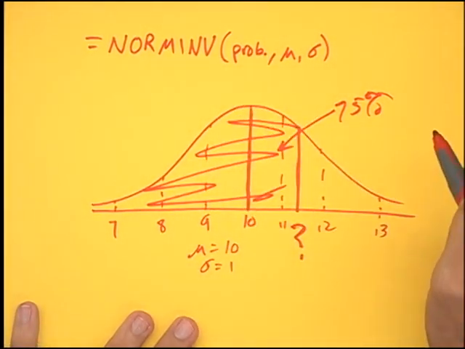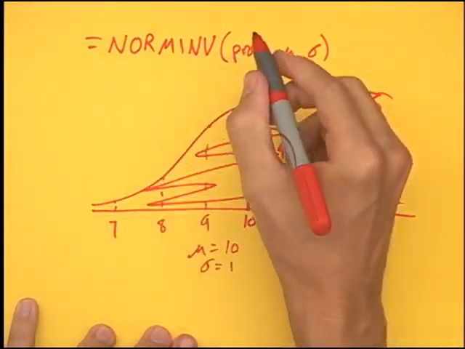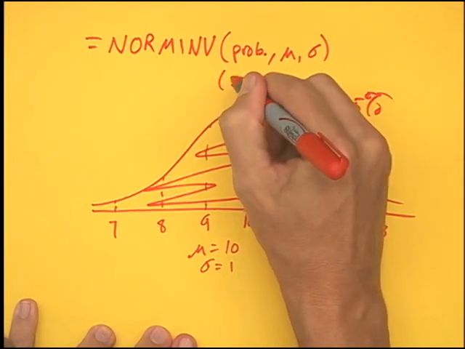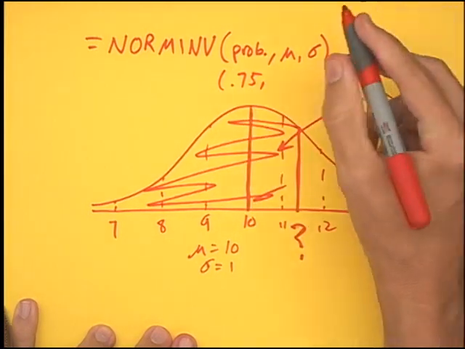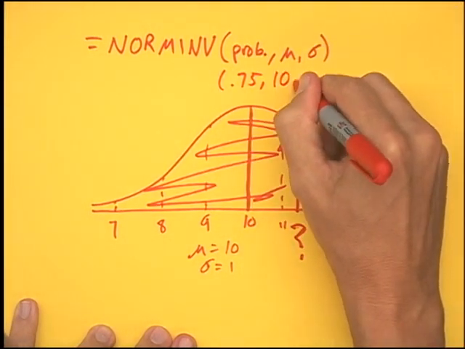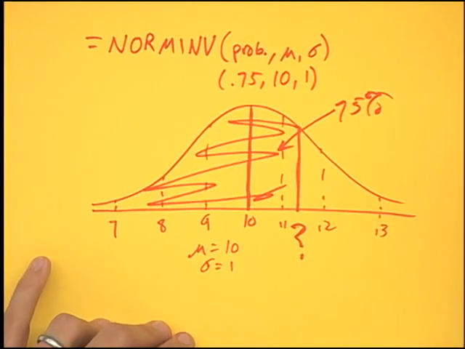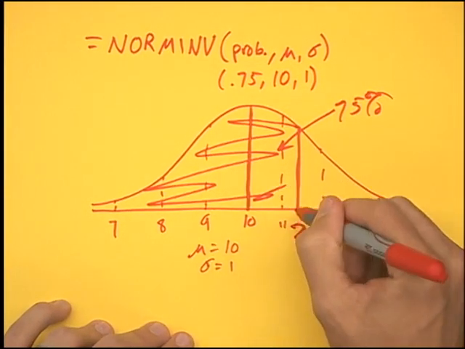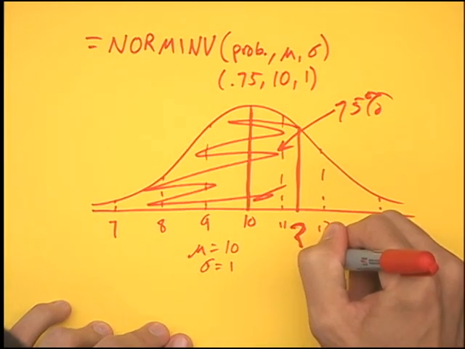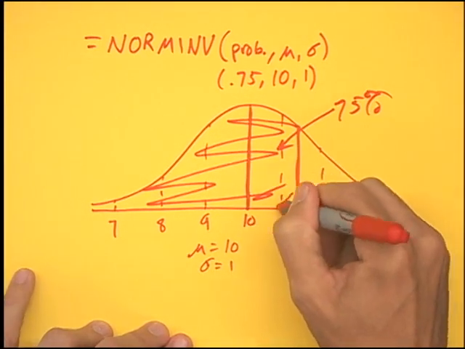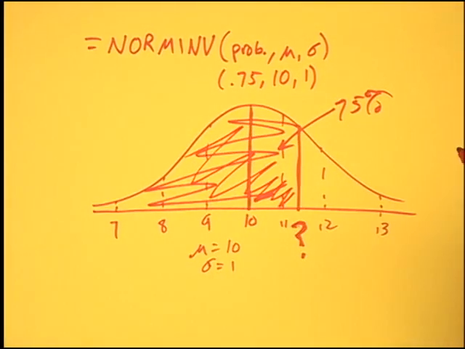So that's when I use NORM.INV in Excel. I would just tell Excel equals NORM.INV. The probability I want is 0.75. And my normal distribution has mean 10 and standard deviation 1. Then Excel will tell me what point I need to pick on this normal distribution that gives me a probability of 0.75 of being less than that.